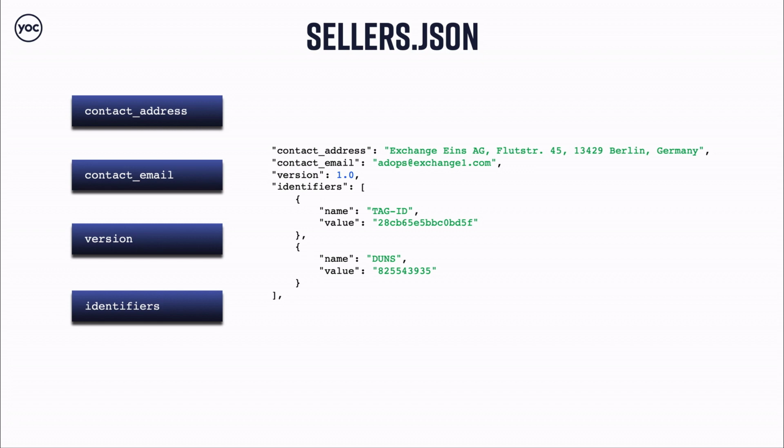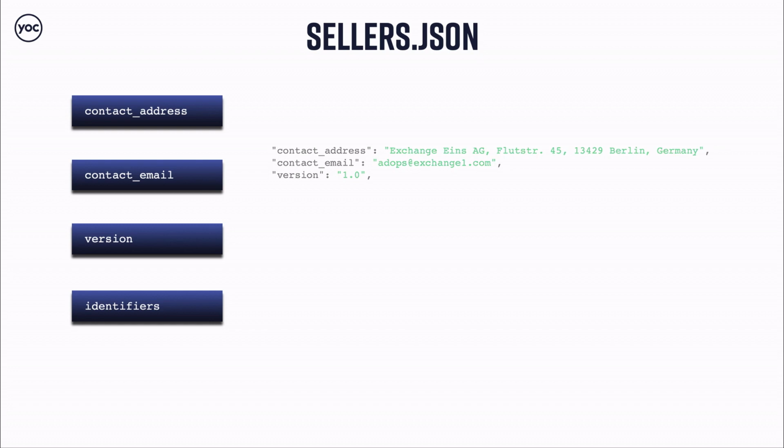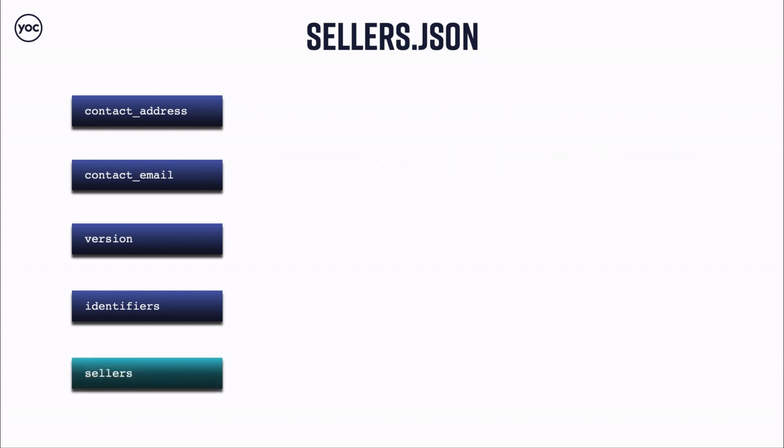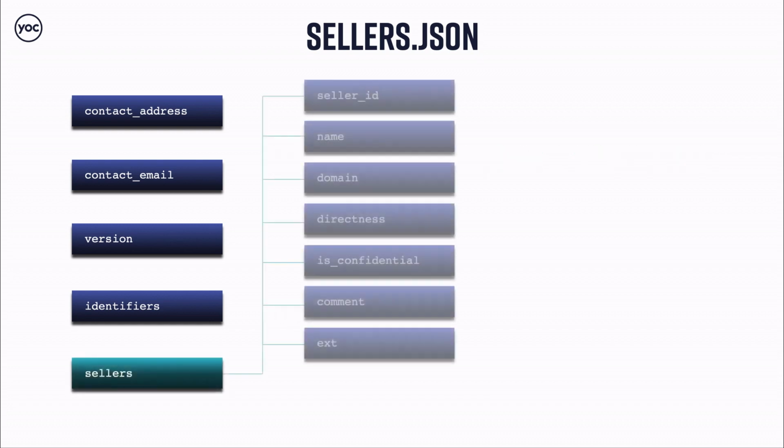Actually, it's an array of objects, and here the advertising system can list its Trustworthy Accountability Group ID or Dun & Bradstreet business identifier. This is how most commonly sellers.json files parent object looks at most of the websites of the advertisement systems. Finally, we get to the array of sellers represented by the ad exchange.